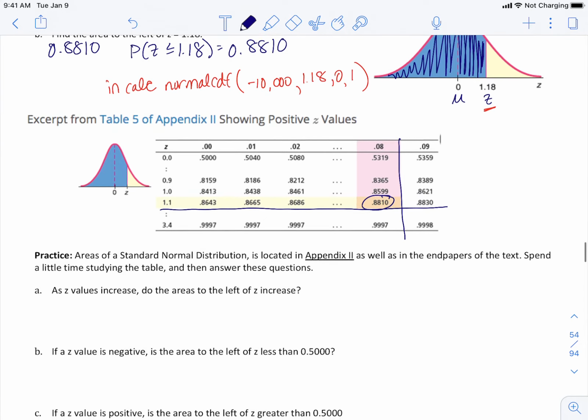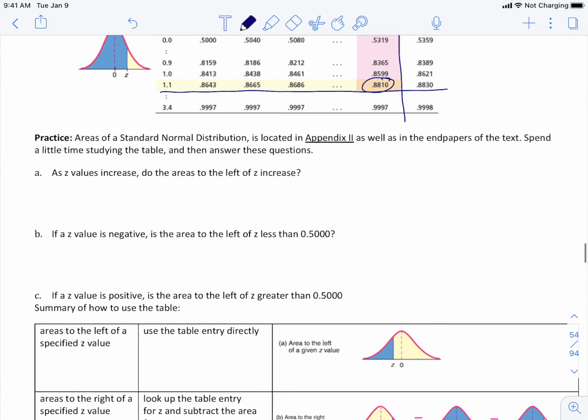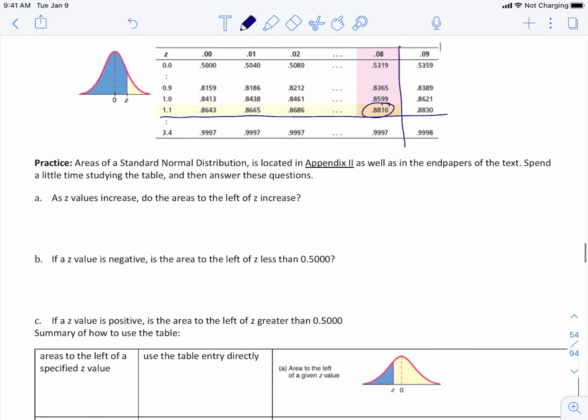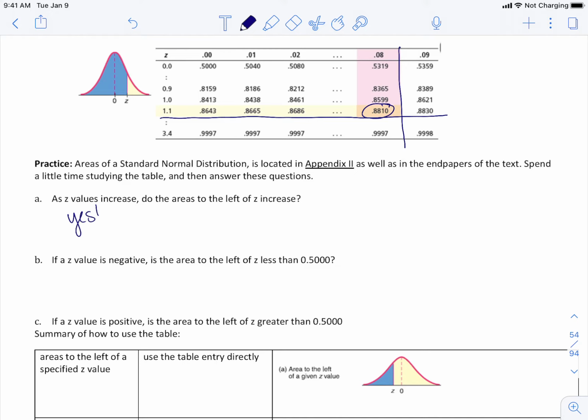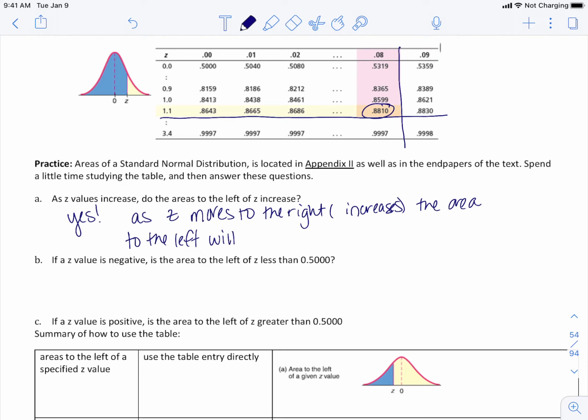All right, so let's do a practice here. Our areas are located in the chart if you would like to use the chart in the back of your book. Otherwise, you can use the normal CDF function in your calculator. It says, as our z values increase, do the areas to the left of z increase? The answer to this is yes. As our z moves to the right, it increases, and the area to the left will also increase.